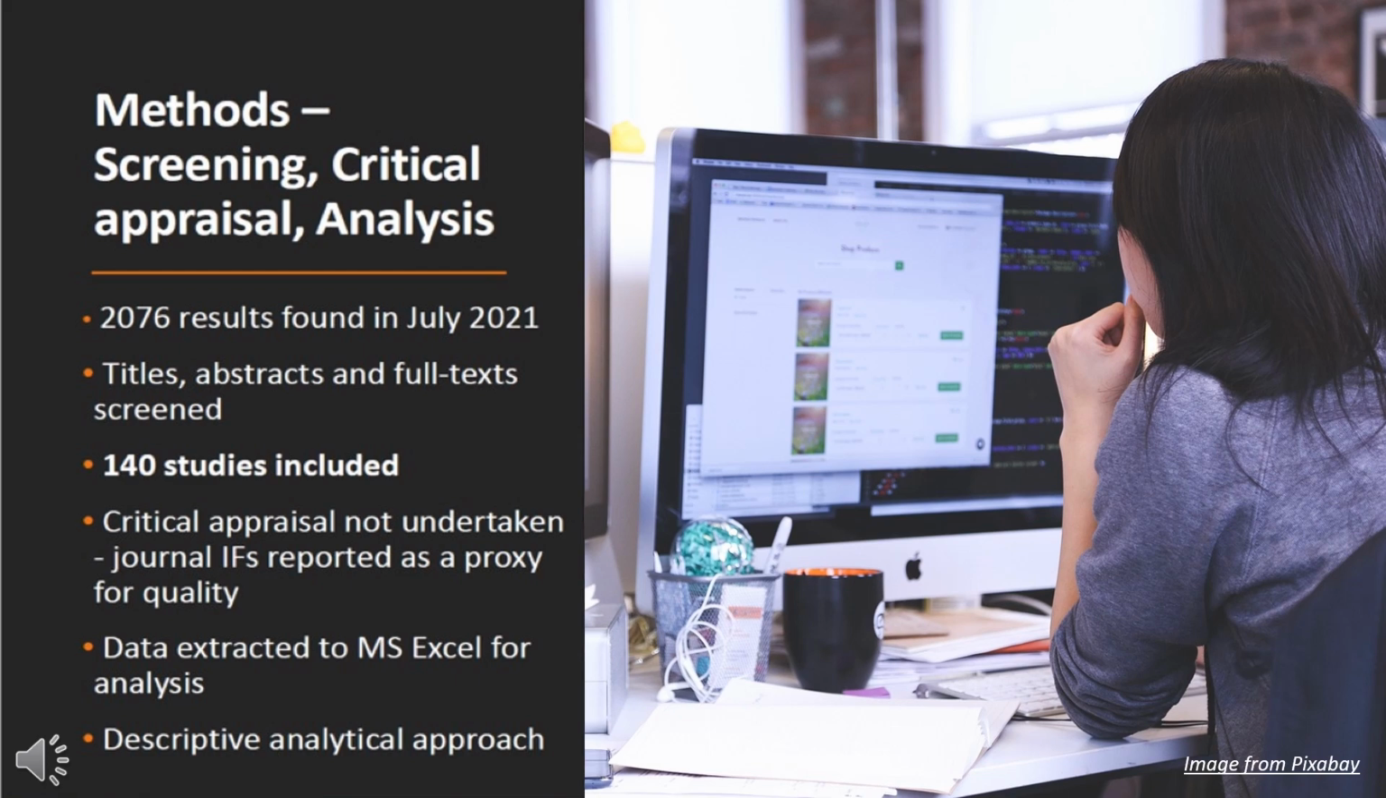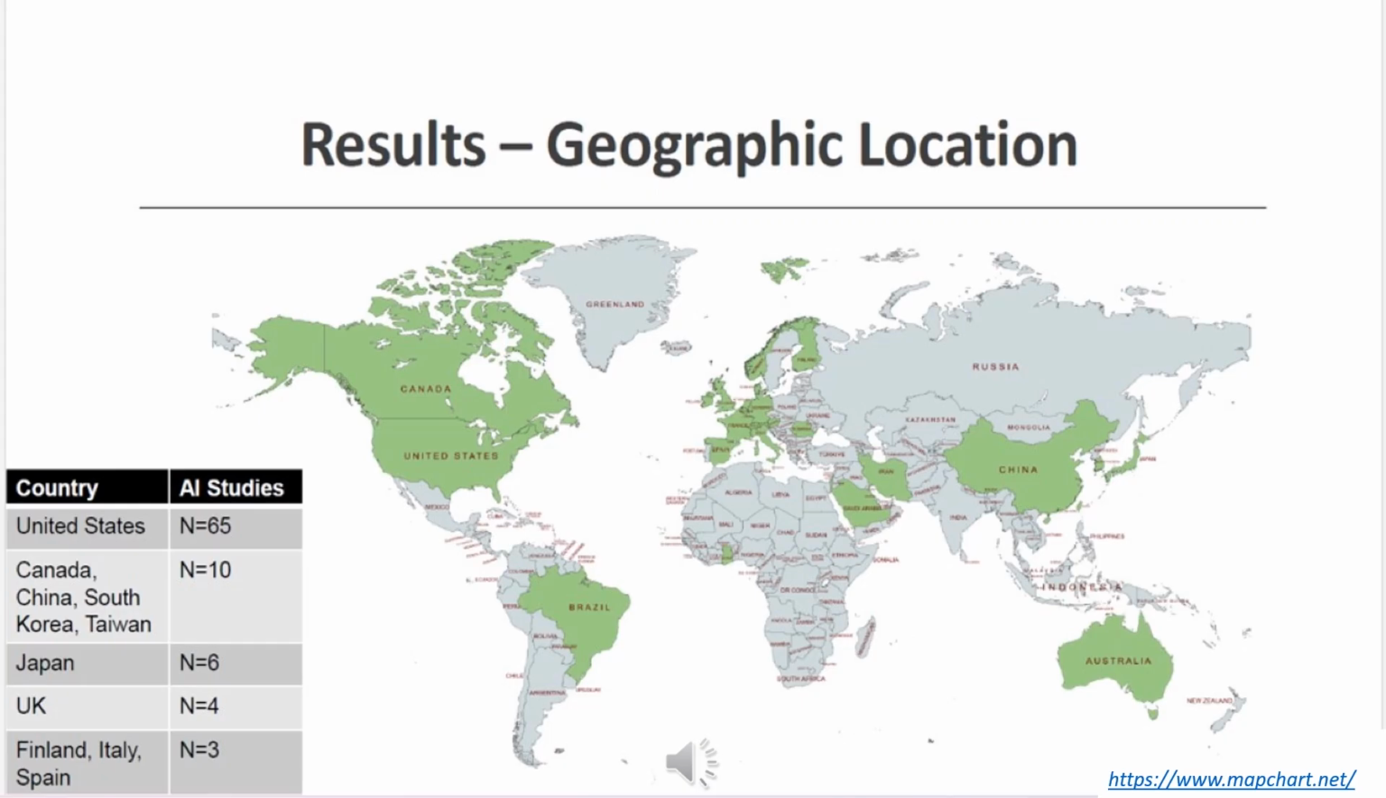In terms of the results and the study characteristics, the majority of studies were conducted in the Americas, with 65 from the United States, 10 from Canada and 2 from Brazil. Quite a few studies, 39 in total, were from the Asia-Pacific region, with research groups in China, Taiwan, Japan, South Korea, Australia and Hong Kong.